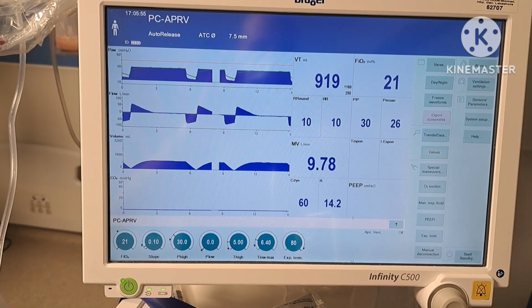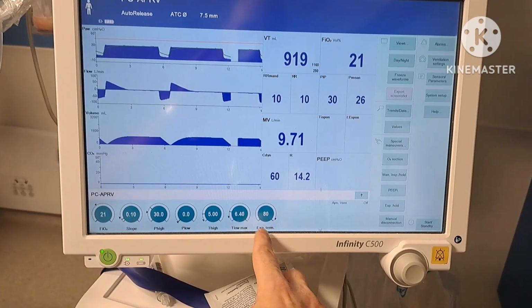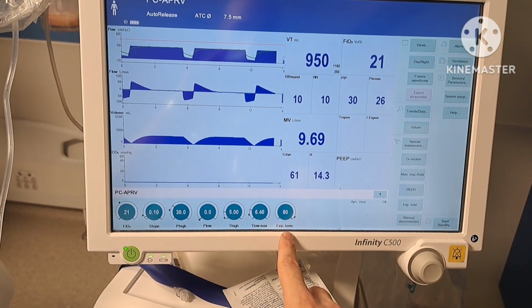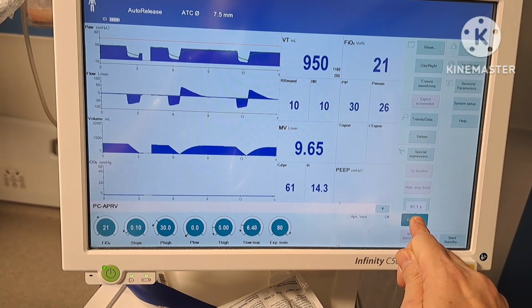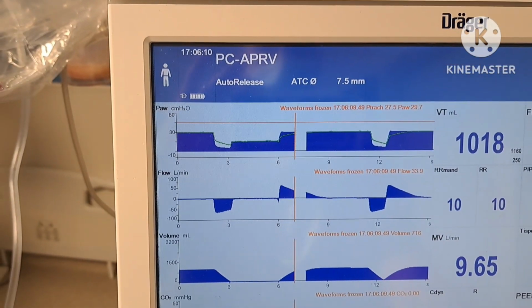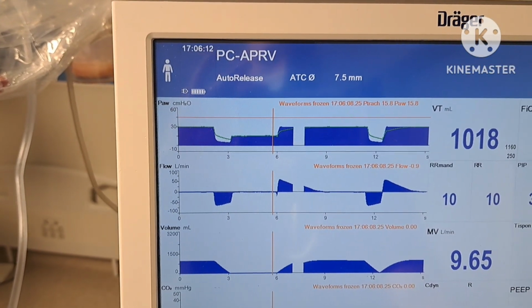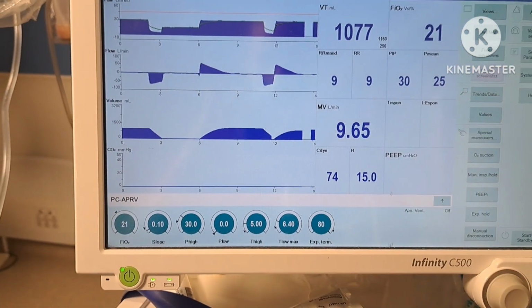All right. Since the blood gas was normal, I said, you know what, I'm going to even terminate the expiration at 80 instead of 75. Let's see what the new P low is. 15.8. All right. Okay, that's the end of it, guys.